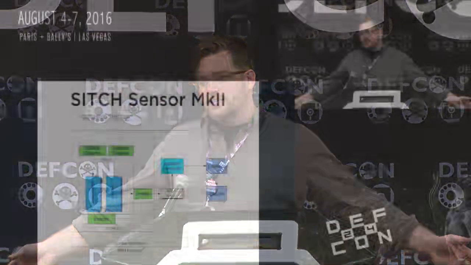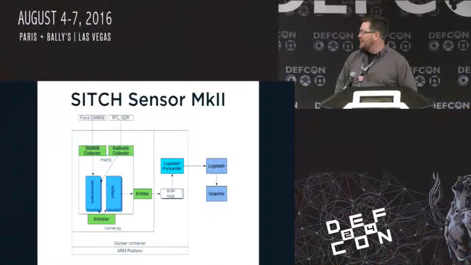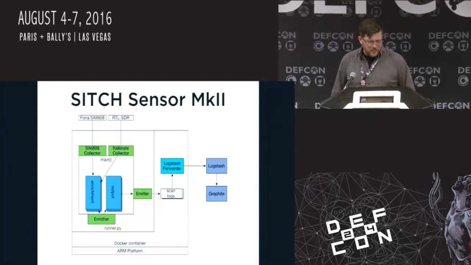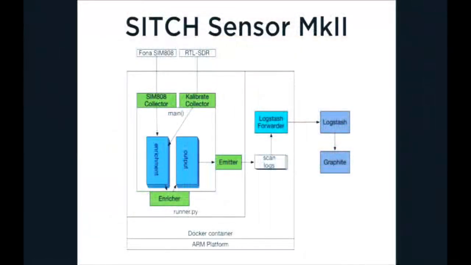So let's talk about the Mark II sensor and the improvements I wanted to make before I showed anybody this ugly baby of mine. There's a component, the SIM808 collector, that interacts with a GSM modem to function in a way that's somewhat similar to the way the Android IMSI catcher detector works by interacting with your phone's GSM components.